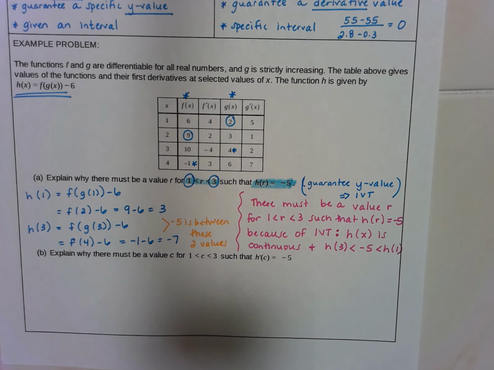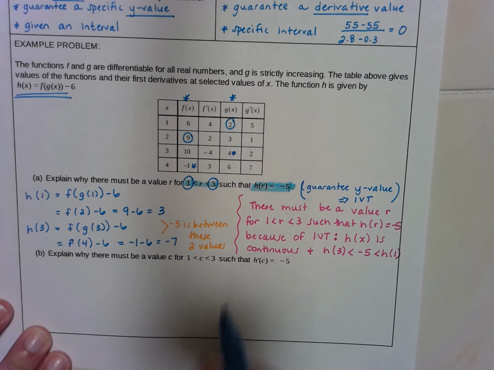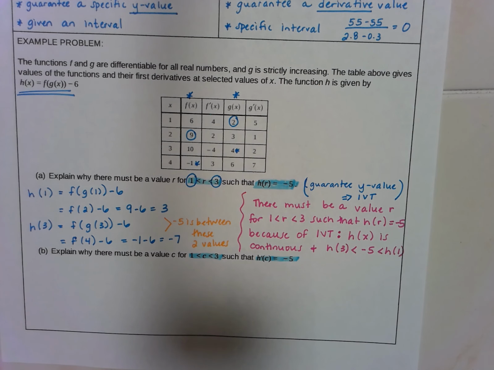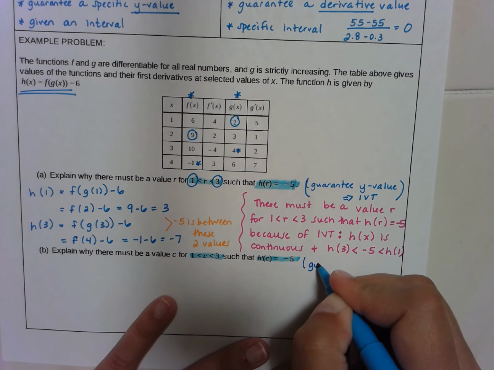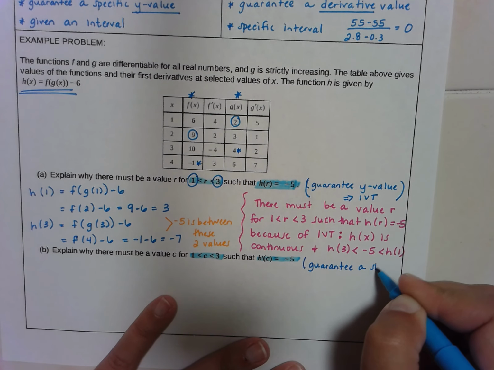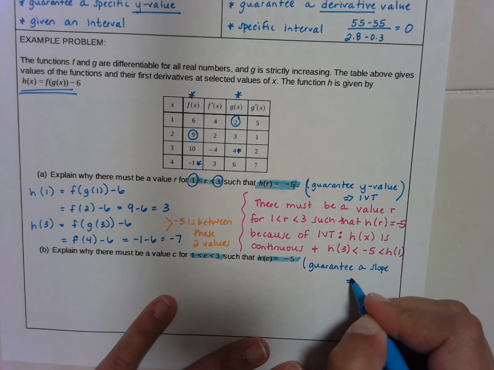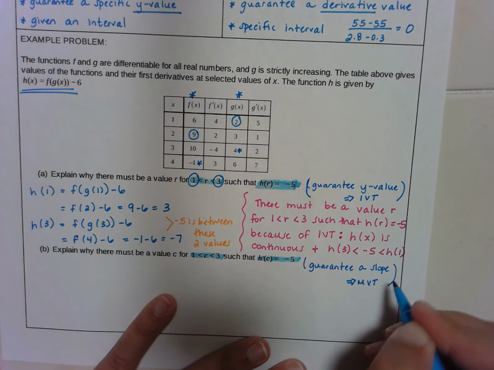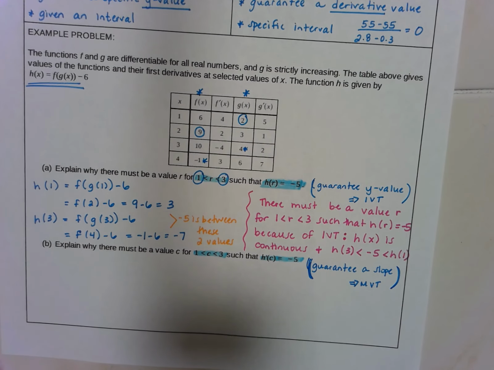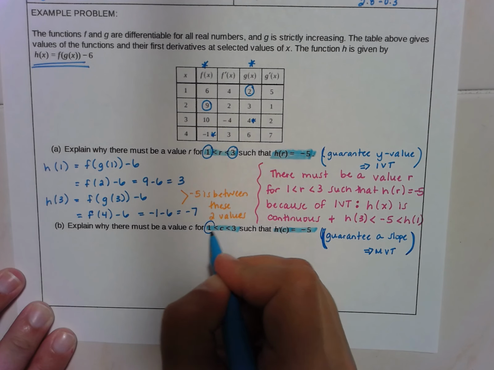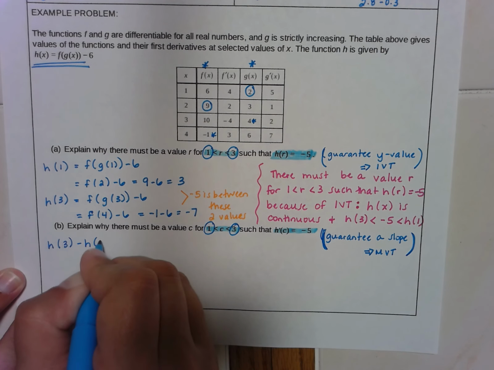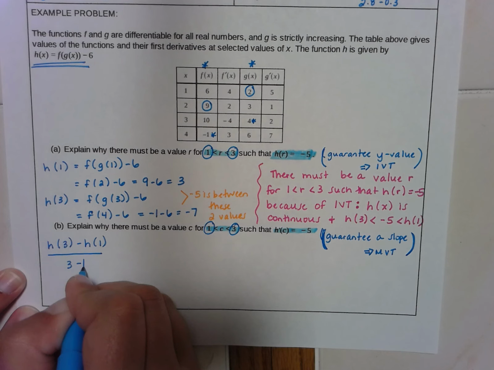Now, by contrast, if I look at the next question, it says explain why there must be a value for the same interval where h prime of c equals negative 5. The big difference here is that we are being asked to guarantee a slope or a derivative, which means we're going to use the mean value theorem instead of the intermediate value theorem. So in order to do this, we need to actually find the slope over this interval between 1 and 3. So I would do h of 3 minus h of 1 over 3 minus 1.